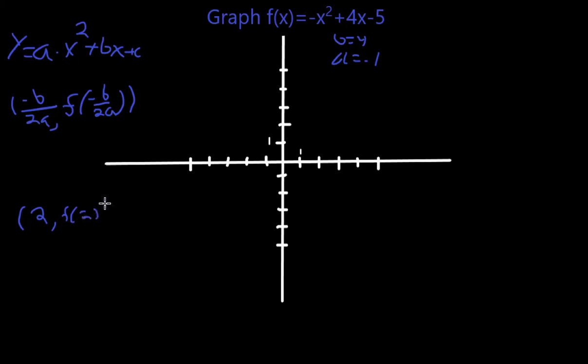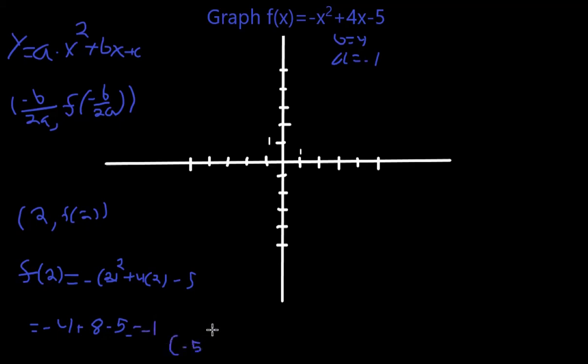So let's find out what f of 2 is. f of 2 equals negative 2 squared plus 4 times 2 minus 5. This tells me that it's negative 4 plus 8 minus 5, which is equal to negative 9 plus 8, which is negative 1. So that tells me my vertex is at the point 2, negative 1. So let me mark that right here.